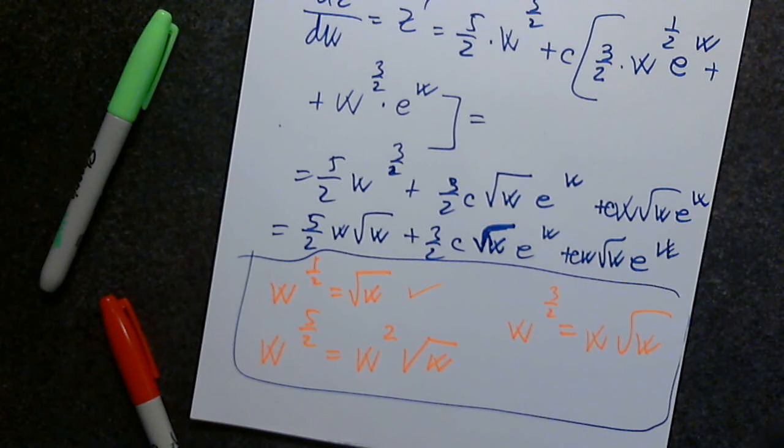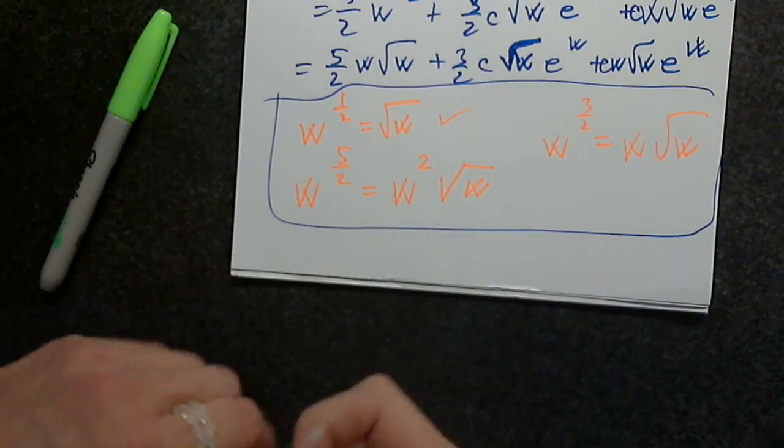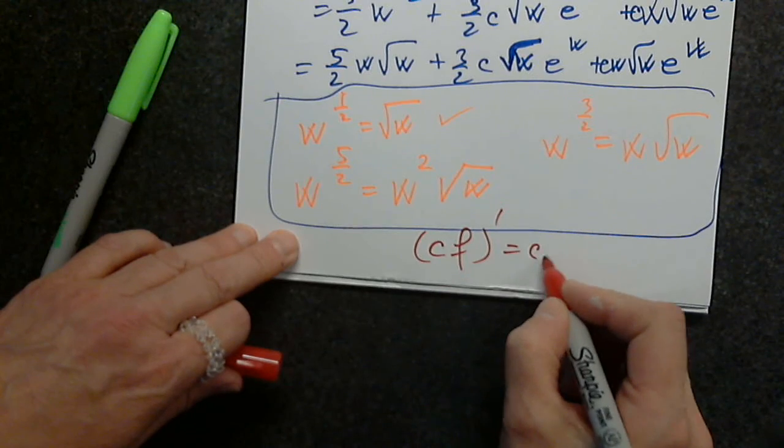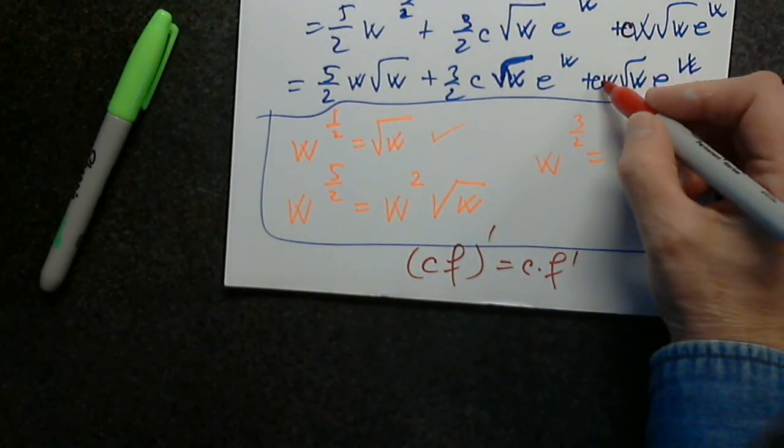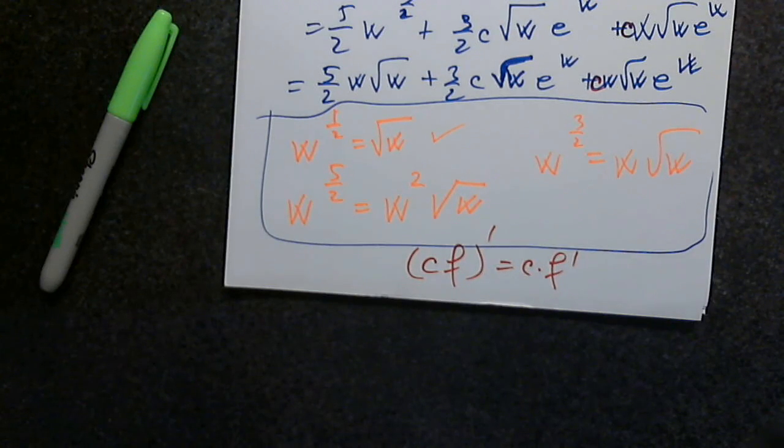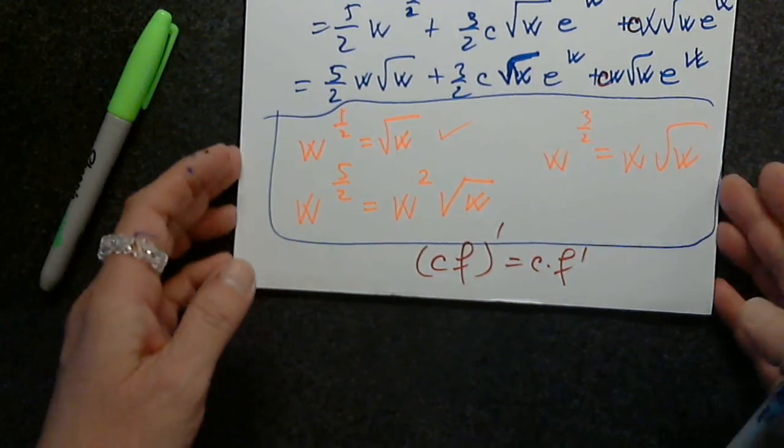Because the constant is being multiplied by W to the 3 halves times e to the W, I'm using this rule: a constant times a function prime is the constant times a function prime. So the constant can stay outside, unless you forget to go back and redistribute it, and that's a big thing. So please remember to distribute it to both terms, not like I just did. My apologies. So please don't forget to distribute it.